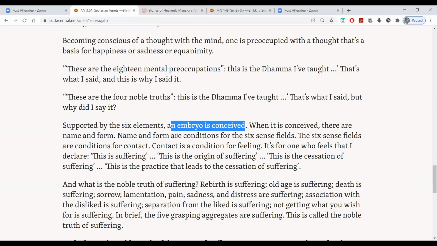As soon as these 6 elements come together, and what are those 6 elements? Again, earth, water, air, fire, space, consciousness. As soon as these 6 elements come together in the mother's womb, it's a new life. It's already pre-arranged.